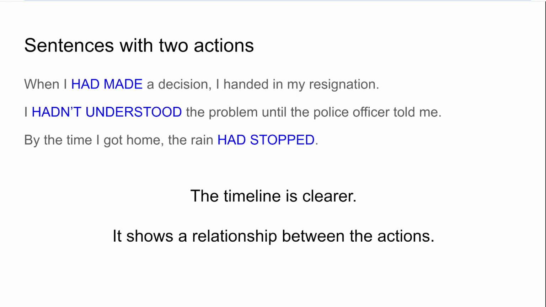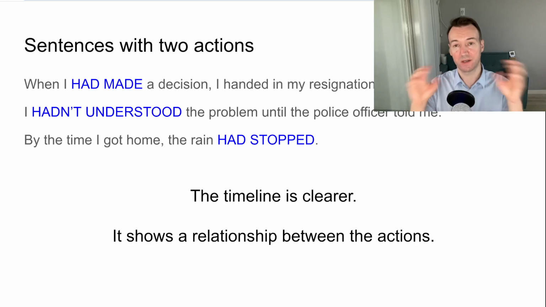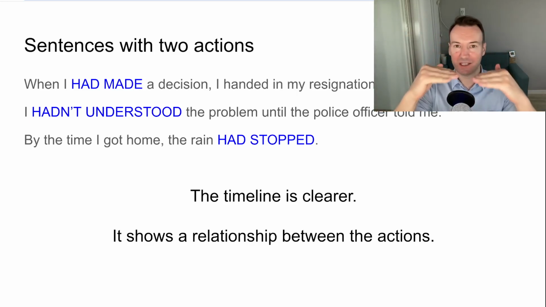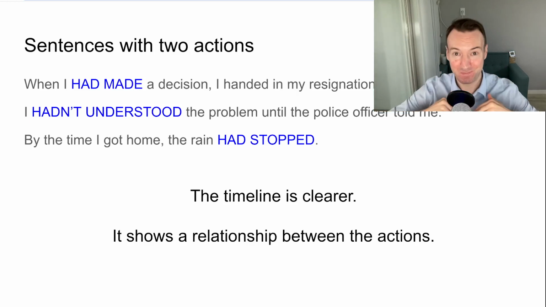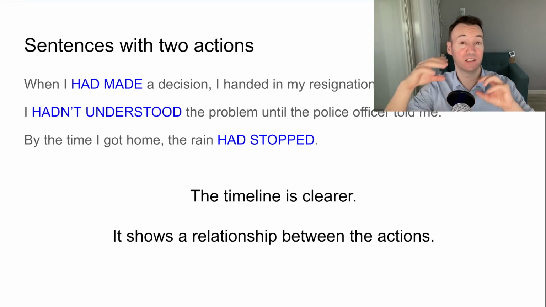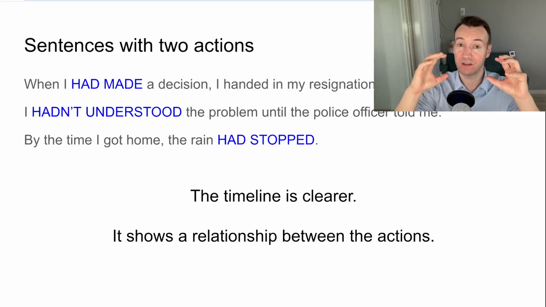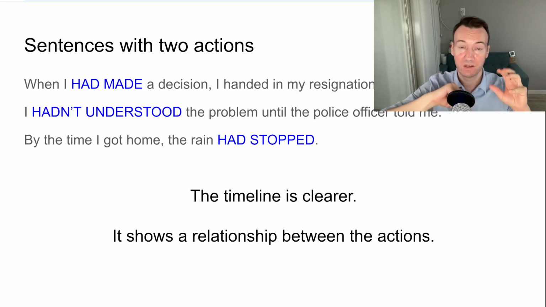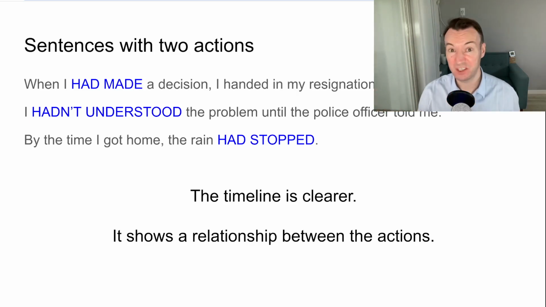So one is affecting the other, or one action is important to the other in some way. So it's actually showing this is not a shopping list of facts, right? It's showing that this information is connected and one thing is affecting the other, or one thing is leading to another. So a very efficient way of doing that is to use the past perfect.